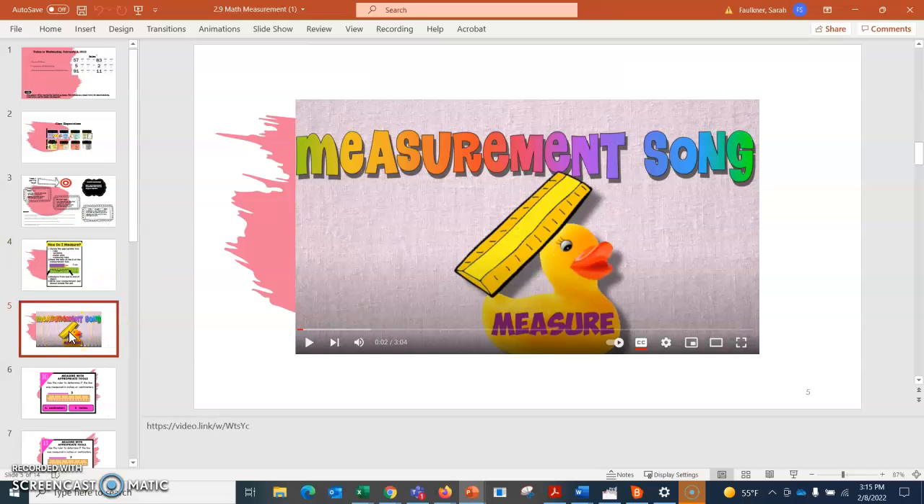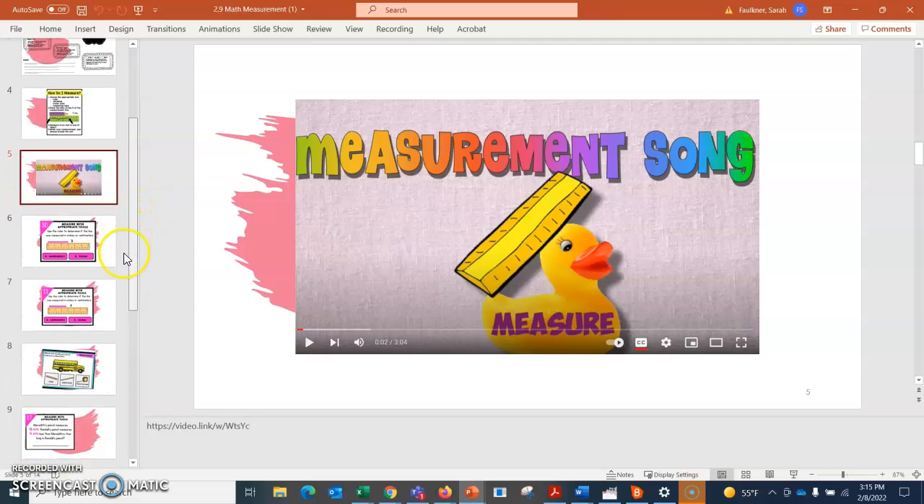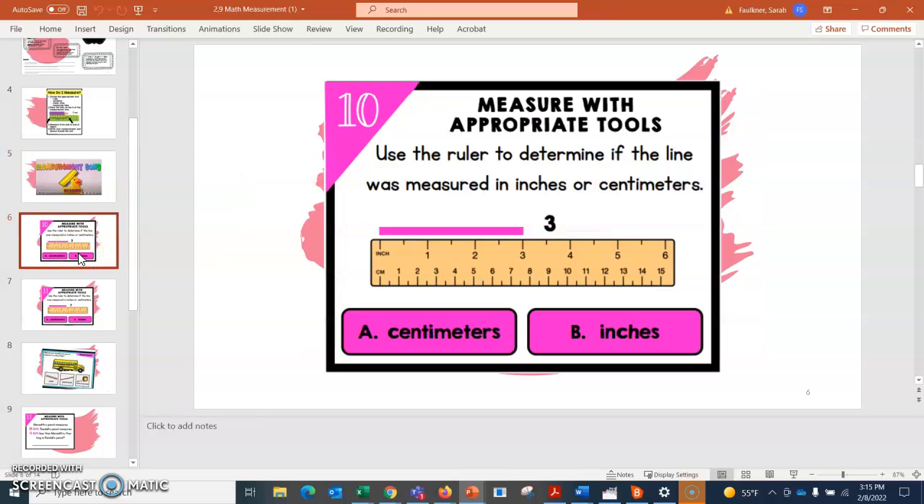You'll have a video link for this song, and it's a measurement song, and it'll help you remember 2 different ways to measure. Okay, so we are going to look at this.